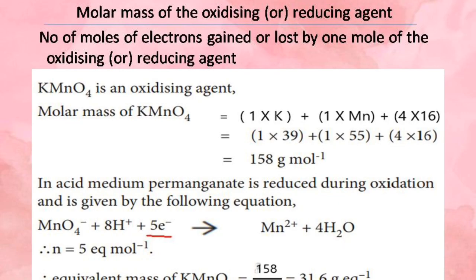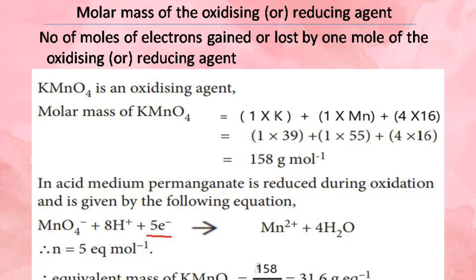Now we are going to calculate the equivalent mass of an oxidizing or reducing agent. Formula for that: molar mass of the oxidizing or reducing agent divided by the number of moles of electrons gained or lost by 1 mole of the oxidizing or reducing agent.